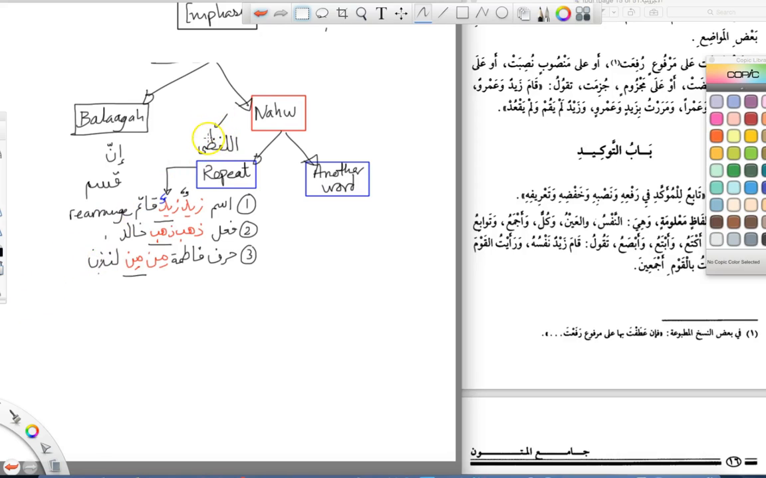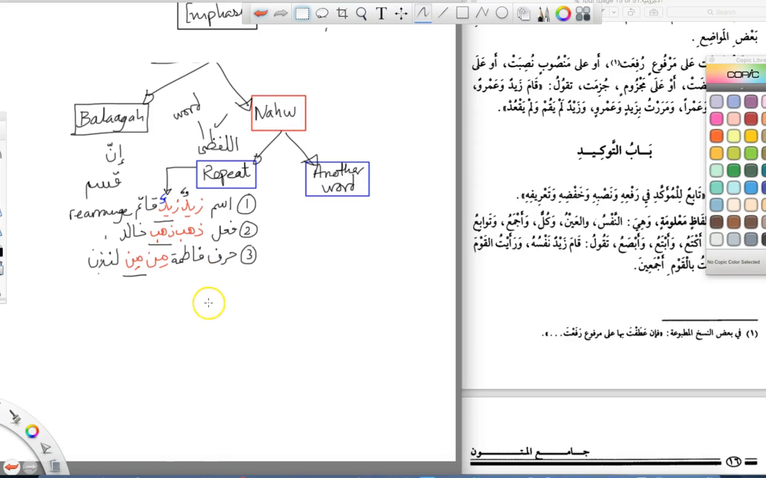Lafzi means wording. Word. Why? Because I've repeated the same word again. The same word has been repeated. And because it's been repeated again, it's called lafz. Makes sense? Logical. Alright, we can add to this another type of Tawkeed as well. Or another type of examples as well.